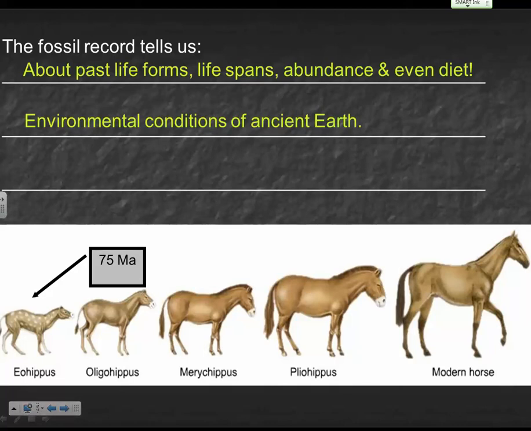Also, we can learn about environmental conditions of ancient Earth. What was it like here during the time that fossil was around? And you can learn that just by looking at the type of creature that it is. Does it have fins? Is it a shelled organism? That means it lived in an ocean or a lake. Was it big? Was it small?